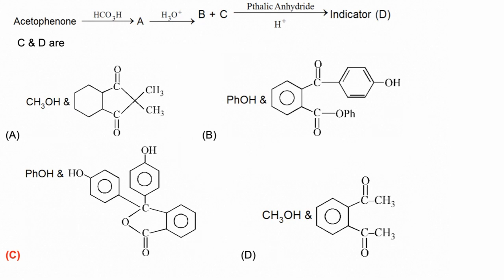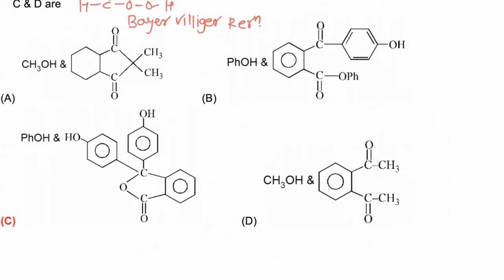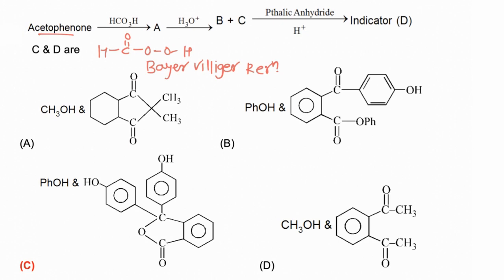In this question we have to find the product of the following sequence of reactions. Now we have acetophenone which is reacted with a peracid. RCO3H is a peracid, and in the presence of a peracid there is a possibility of Baeyer-Villiger rearrangement or Baeyer-Villiger oxidation. Now in the second step, phthalic anhydride is reacted with the product obtained by hydrolysis of molecule A. So in this question we have to identify C and D, what products are formed in the reaction.